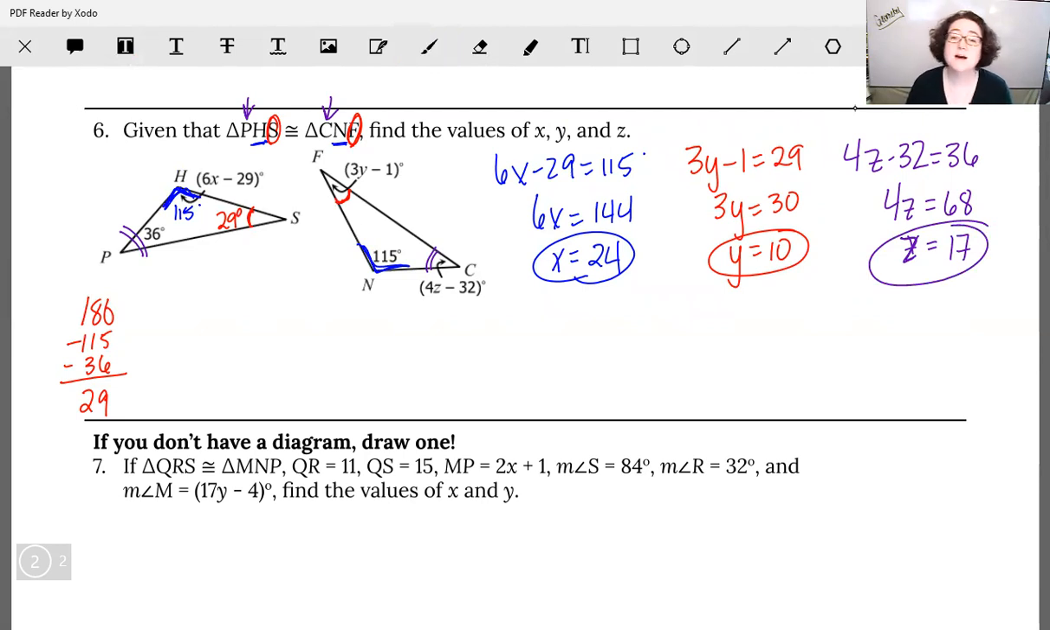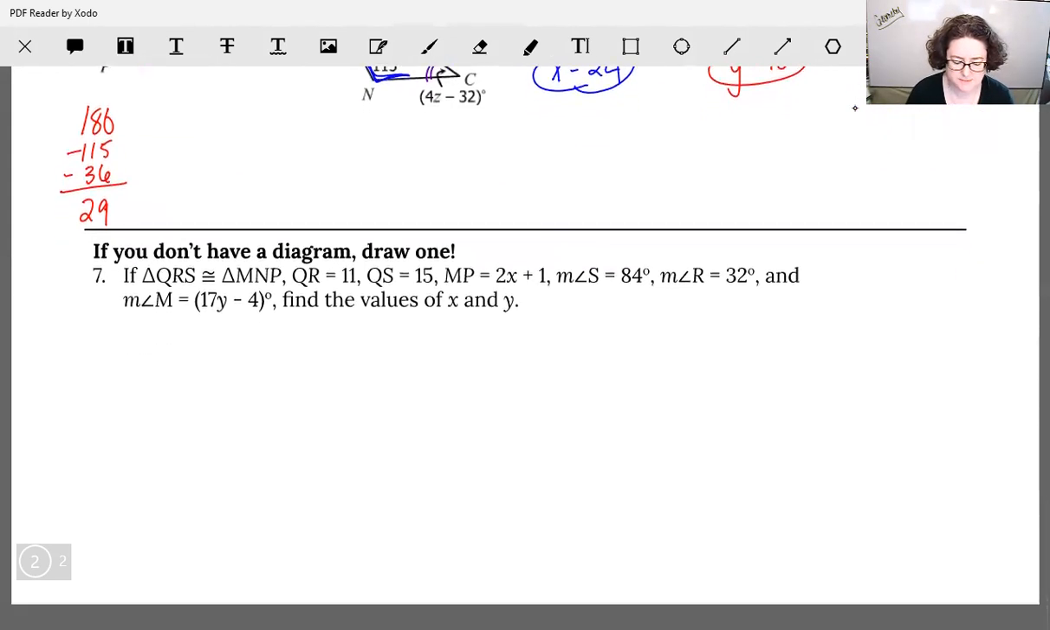Alrighty, if you do not have a diagram given to you in the problem, you just need to draw one. And actually, we could probably get away sometimes without drawing the diagram, but I always like to start with that, because we might have that same kind of scenario like we just did in number 6, where we're given almost enough information, but we need to pause and do a little extra math to figure out any missing angles. So let's see what they gave us.